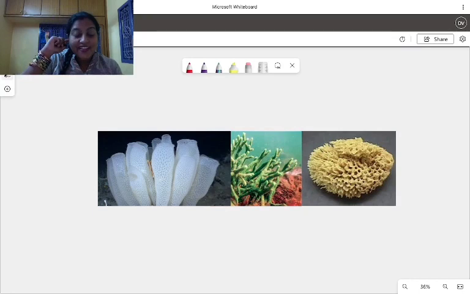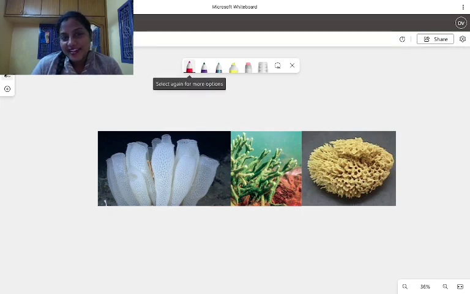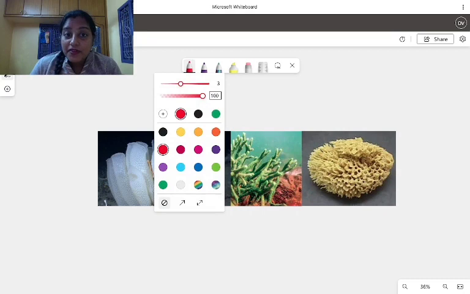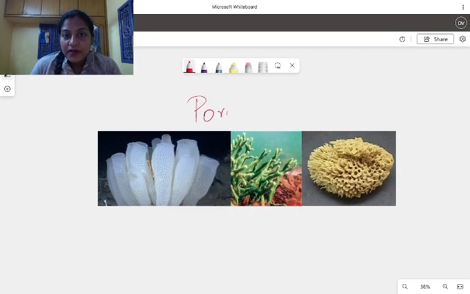So today this is our lecture 2 of Animal Kingdom, and what are we going to see today? What are these pictures now? What are those structures? Yeah, absolutely right. So we are going to see Porifera. Porifera is the very first phylum. What are these pictures? What are these poriferans?